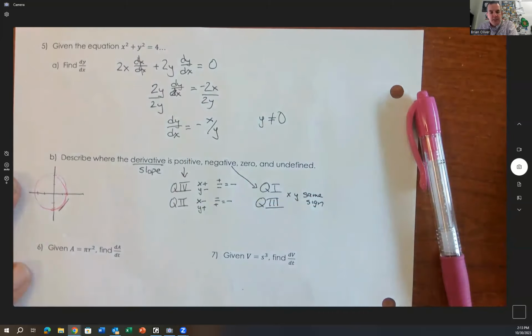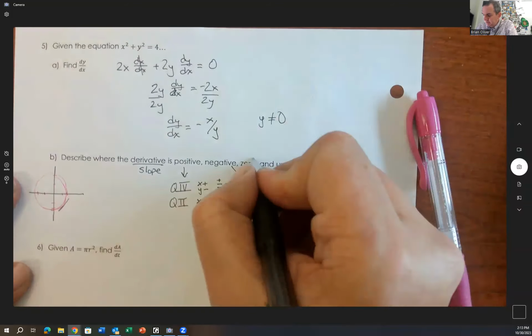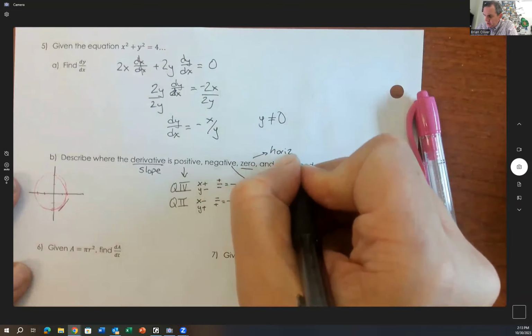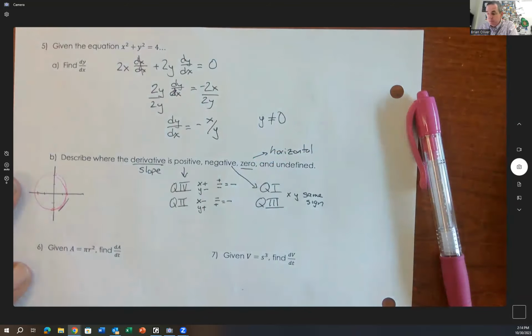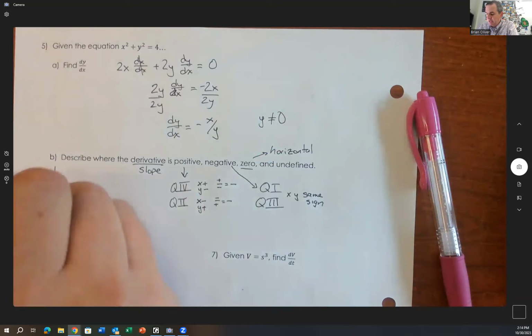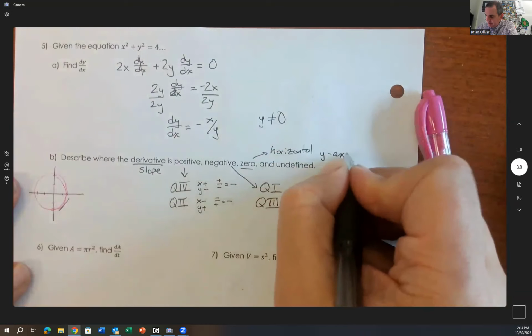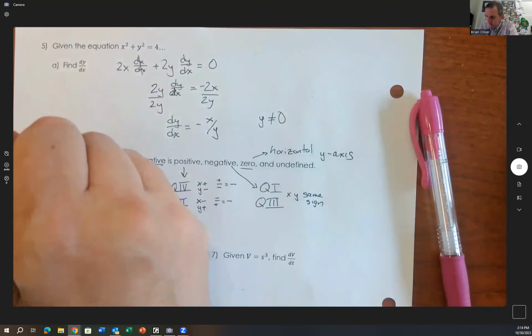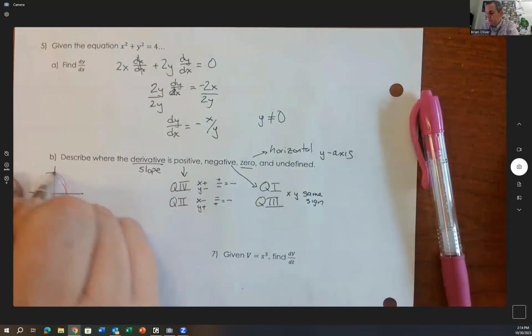The next thing we want to look at is where it has a 0 slope. Remember, 0 slope means horizontal. Where does this have horizontal slopes? It's where x is 0. So the 0 slopes are on the y-axis. In other words, anywhere here and there, you're going to have horizontal slopes.